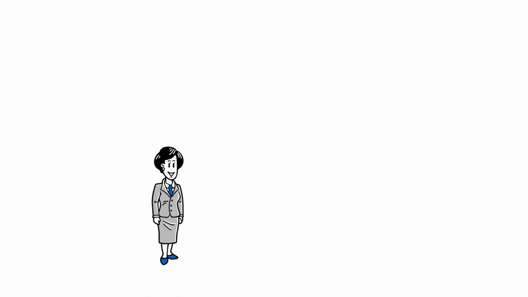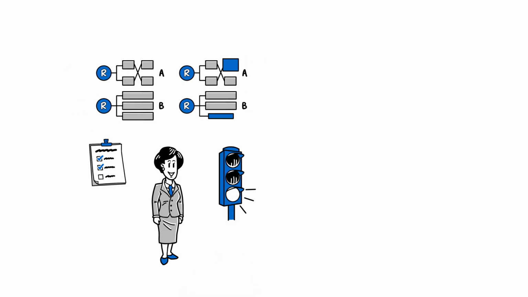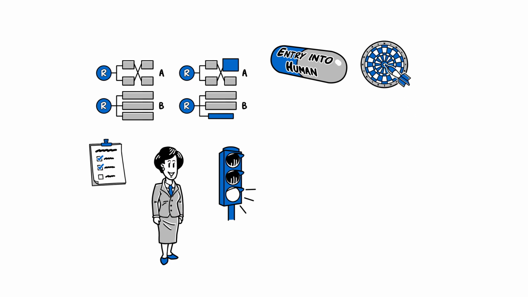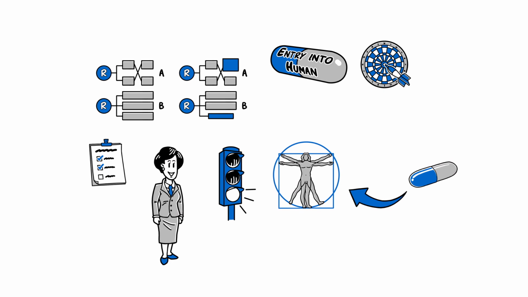This is Annie, the clinical pharmacology representative. She's accountable for the planning, design, and execution of the entry into human study. Its objective is to understand the safety of the drug, how the drug affects the body, or pharmacodynamics, PD, and how the body affects the drug, or pharmacokinetics, PK.